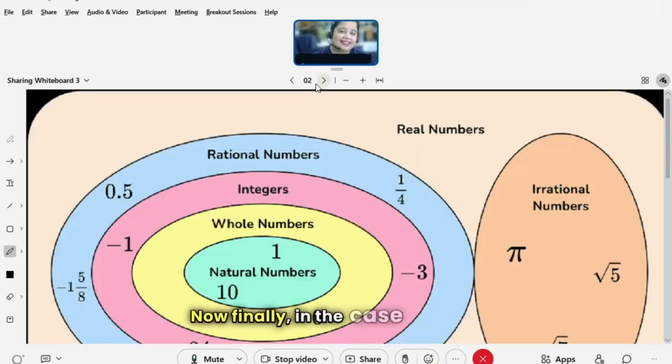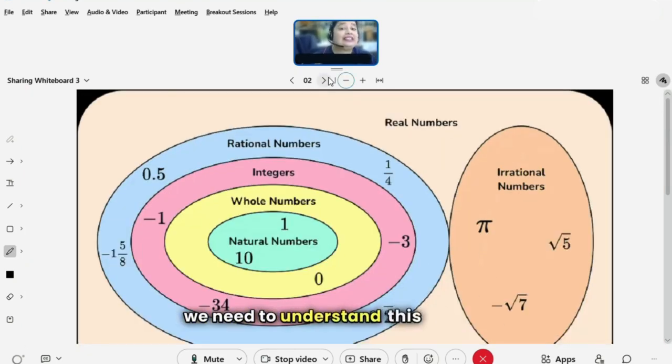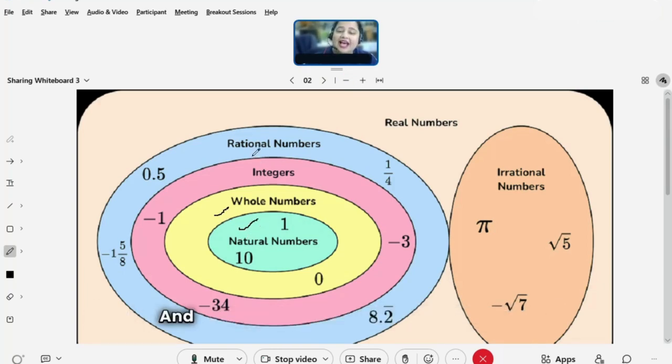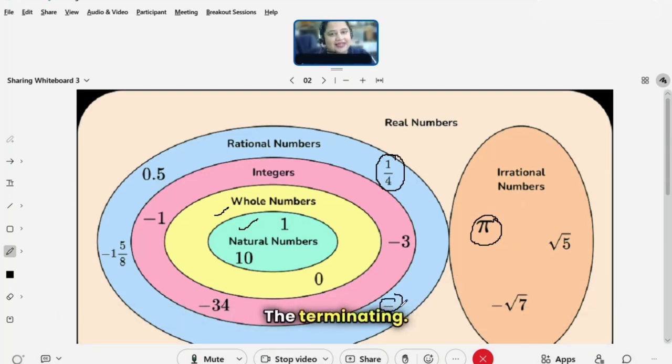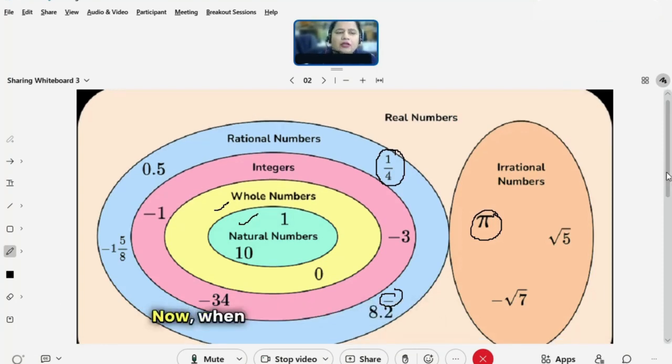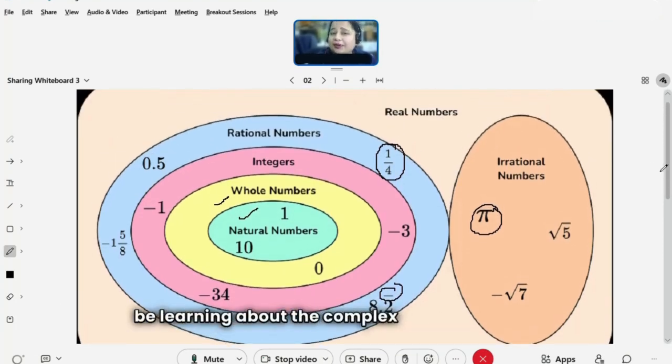Now finally, in the case of revision, we need to understand this picture. Now I think this picture doesn't bother you. So we have natural numbers which start from 1, whole numbers which start from 0, integers which are a combination of whole numbers and natural numbers, and rational numbers which are written in the form of p by q, and we have irrational numbers like so. And I know now you will also understand the meaning of this part, the terminating and the non-terminating. Now when you grow up, you will be learning about complex numbers as well.